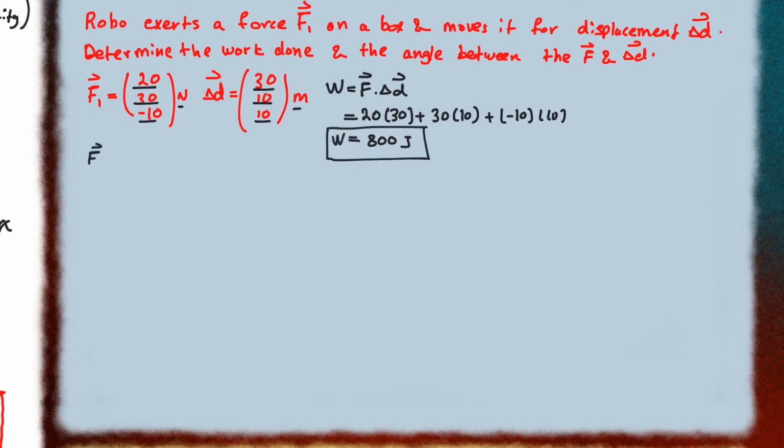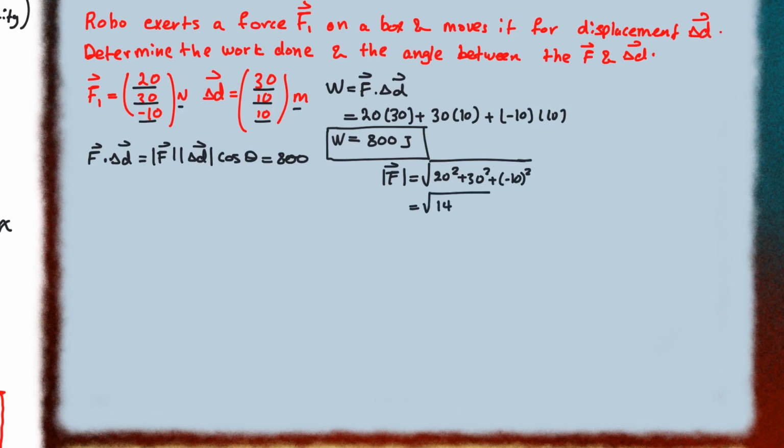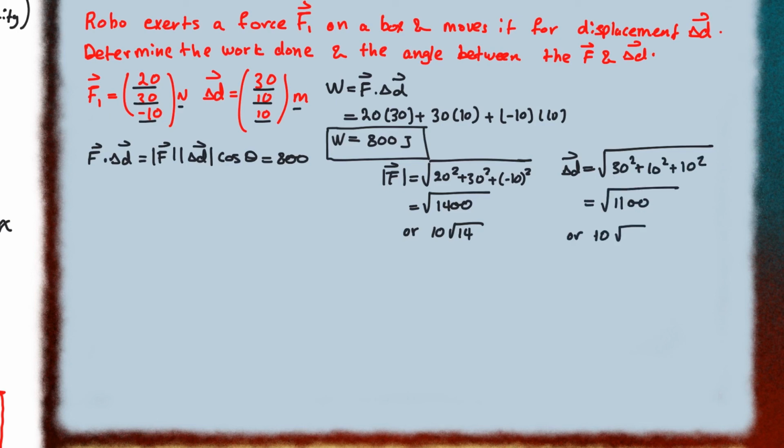Now, we also know that the work equation is equal to the magnitude of the force multiplied by the magnitude of displacement times cosine of theta, and that's the dot product, and that's also equal to 800 joules, what we just found. So we can find the magnitude of force, and that's its x component squared plus y component squared plus z component squared, and we'll get root 1400, or simplify to 10 root 14, and we can find the magnitude of the displacement. I do apologize, I did forget the magnitude sign. And once we do that, we get root 1100 or 10 root 11.